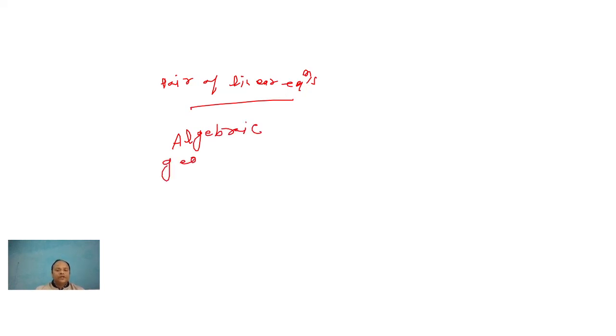So a pair of linear equations can be represented both algebraically and geometrically. If we take an example, x - 2y = 0 and 3x + 4y = 20. To represent these two equations graphically, we need at least two solutions for each equation.